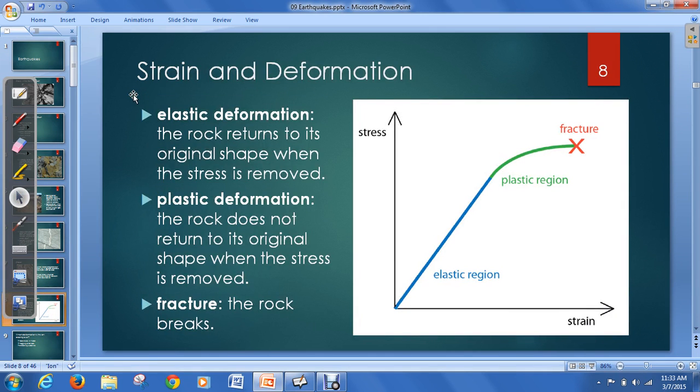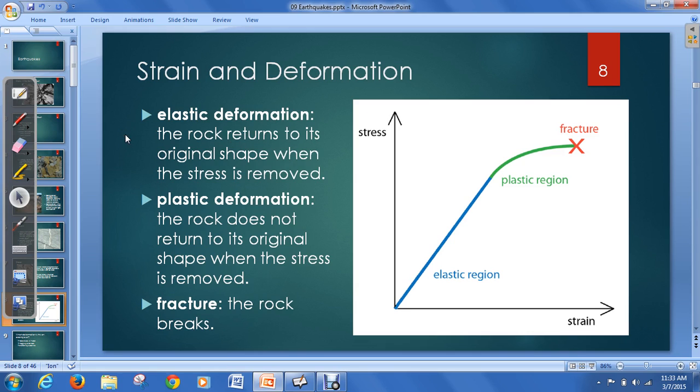This is kind of an interesting type. Basically what happens is the rock itself is being deformed, meaning it's changing its shape. Under certain circumstances, you can get specific types of movement, so we have three categories: elastic, plastic, and fracture. Elastic deformation means you have some stress on the rock, but when the stress is removed, the rock returns to its original shape.